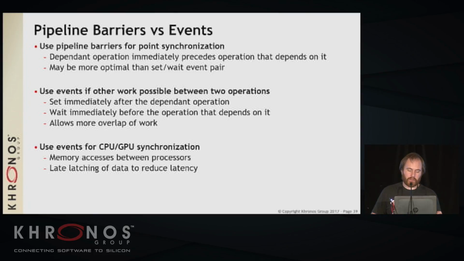If you are going to use events for CPU-GPU synchronization, the main thing that it's going to be useful for is if you have memory access between the processors and you're trying to do very late latching of the data to reduce latency. There are potentially some VR use cases for this, for instance, but it's not a step you should start on. It's just there if you do need it later.